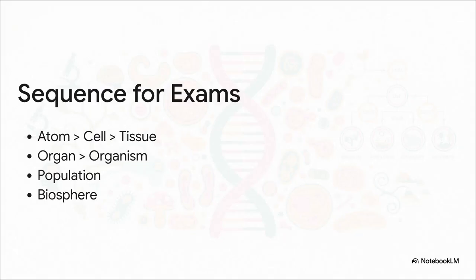Okay, let's do a super quick recap, because this sequence is the beautiful, logical backbone of biology, and I can almost guarantee you it's going to show up on your exams. We go from atom to molecule, to cell, to tissue, to organ, to organism, to population, to community, to ecosystem, and finally to biosphere. Memorizing this specific, exact order gives you the absolute perfect map of life.